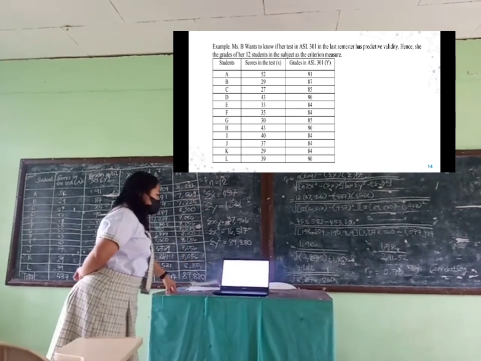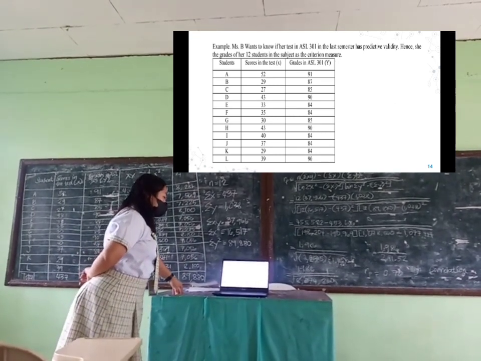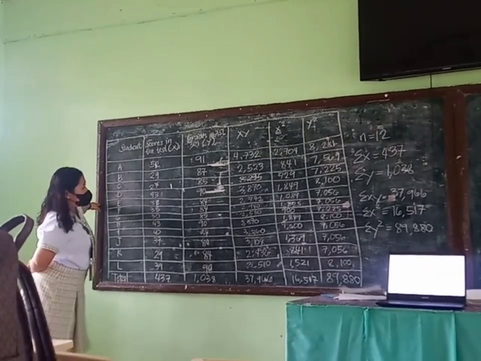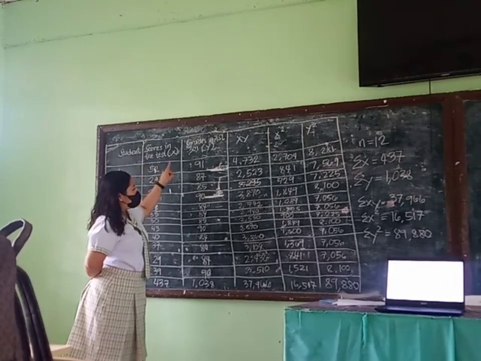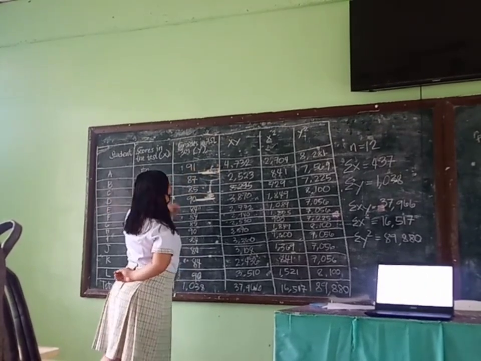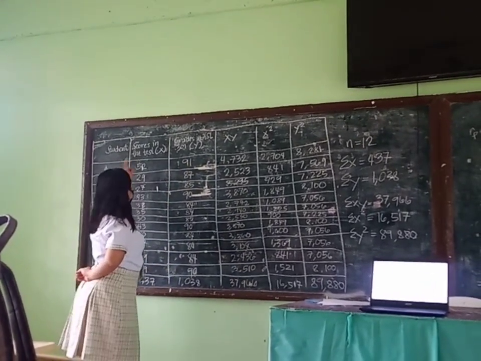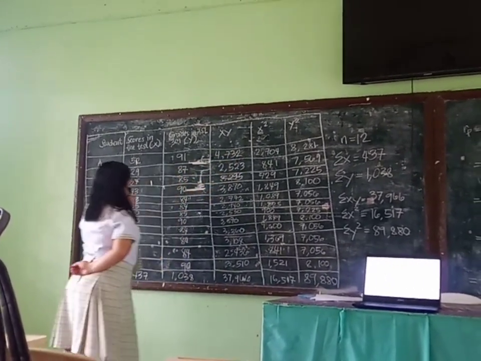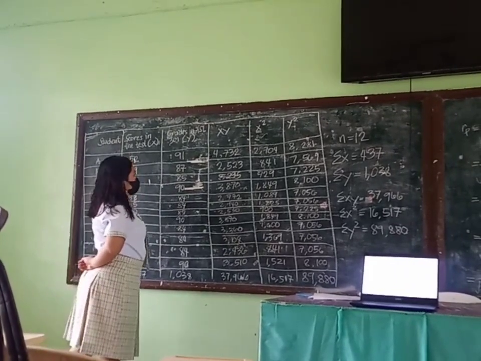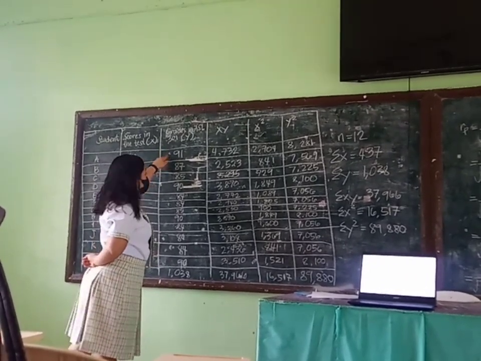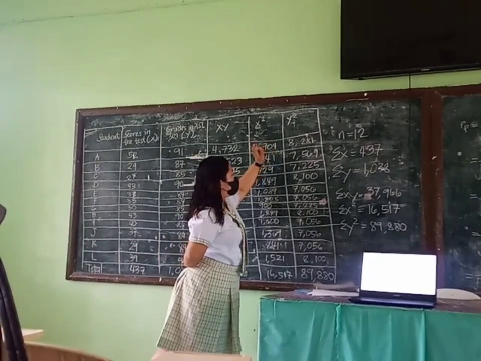Now we try computing the predictive validity by completing the table below. So this is the table of predictive validity. To get the xy, we need to multiply 52 times 91, and the total is 4,732. The x squared of student A is 52 times 52, a total of 2,704. The y squared of student A is 91 times 91, so the total is 8,281.